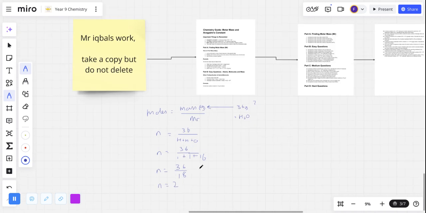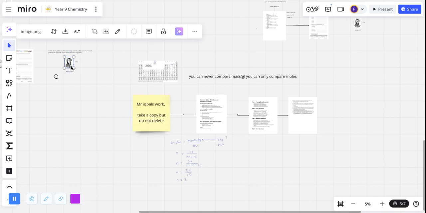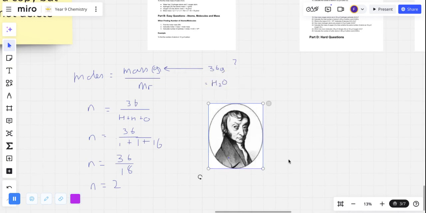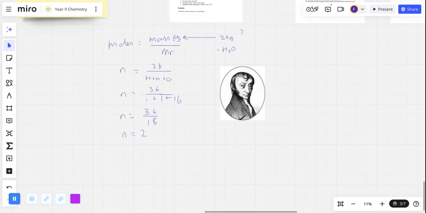But I want to do more than that. I want to talk about Avogadro. And I put his picture up here last time. Avogadro was just a dude, absolutely amazing. Born in Italy in 1776. I mean, this is a long time ago. What, 300 years ago?